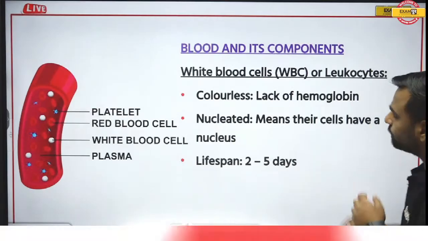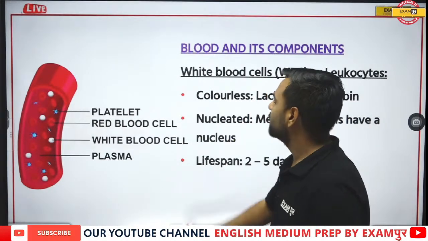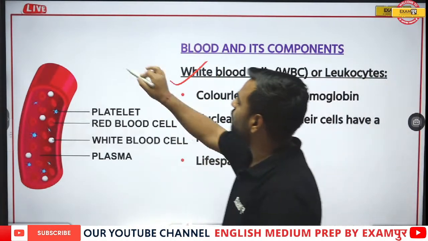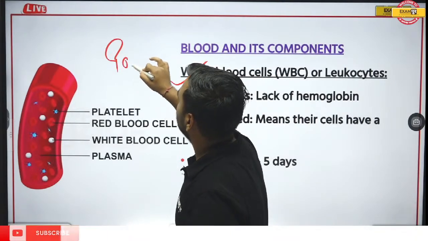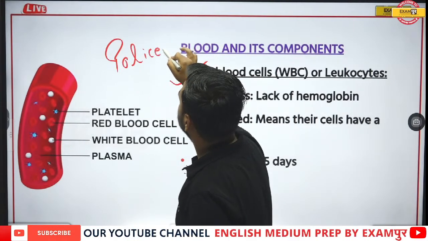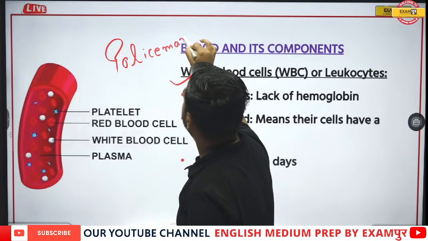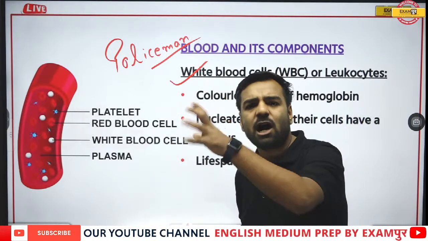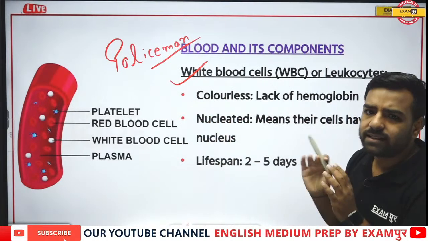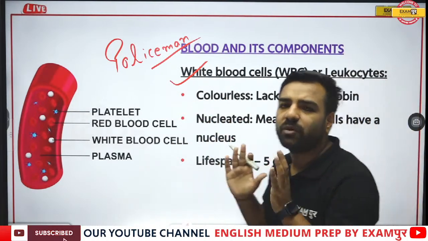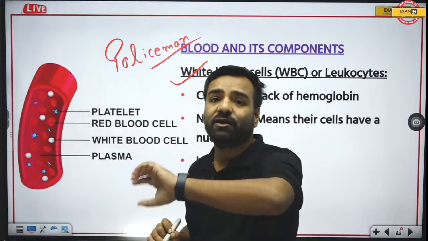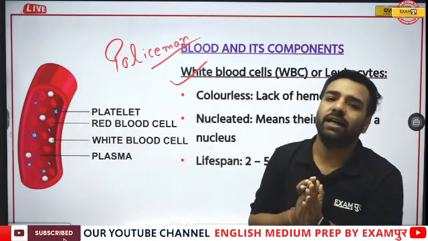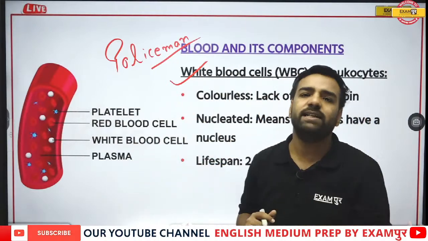Now, we have discussed RBC. Talking about WBC, that is leukocyte, it is also known as the policeman of our body. Now you must be thinking, sir, how can we say that it is a policeman? See, a policeman prevents us from several mischievous people, those particular people whom we don't like. It can be thieves, it can be dacoits, anything.